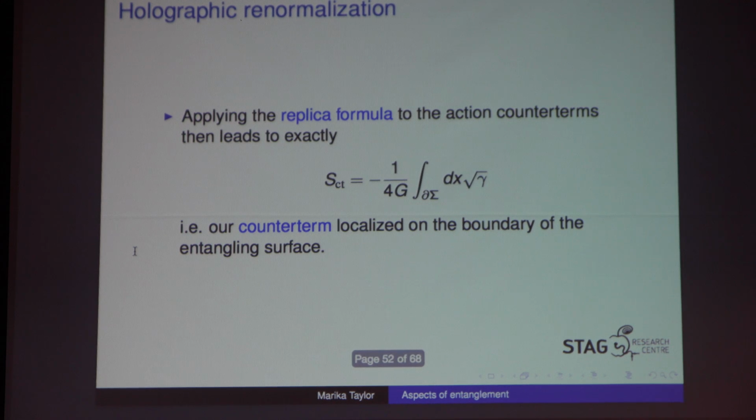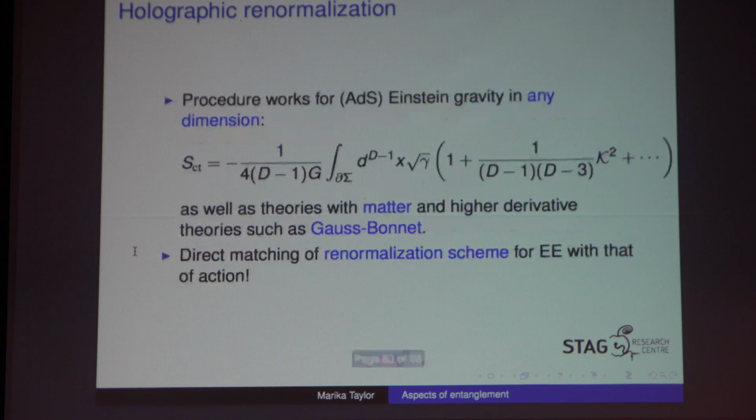And the point is that I did you the most trivial example, but as you start going up in dimension, the counter terms, both for the action and the entanglement entropy, start to become quite complicated quite quickly. And so we can use this trick, and we can actually just work out the counter terms for AdS Einstein gravity in any dimension. So any case where people already did the holographic renormalization of the action, I can get the counter terms for the entanglement entropy within a sort of two-line calculation.